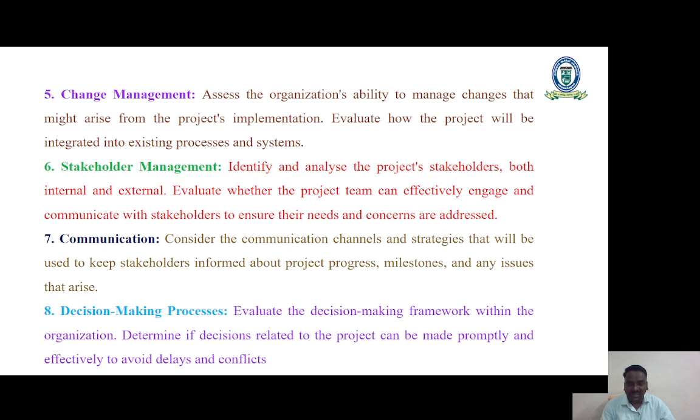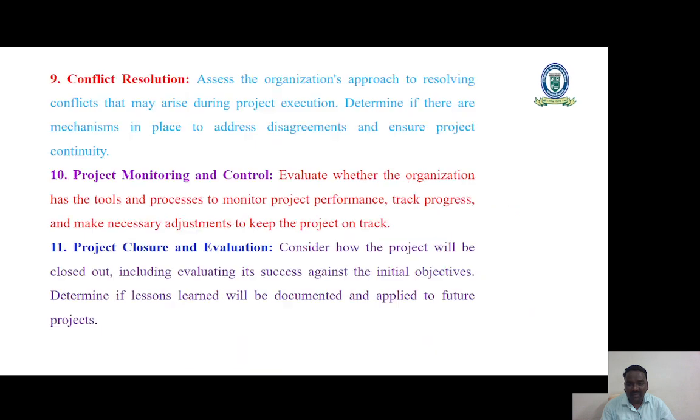Decision making process. Evaluate the decision making framework within the organization. Determine if decisions related to the project can be made promptly and effectively to avoid delays and conflicts.